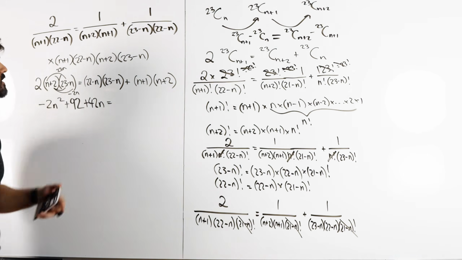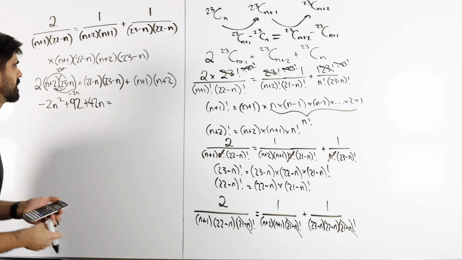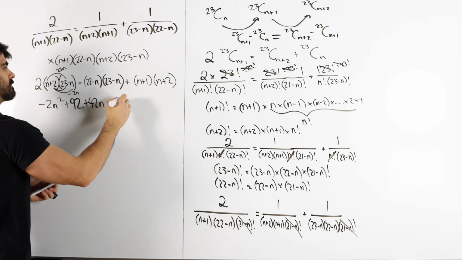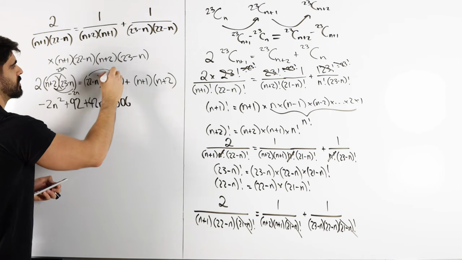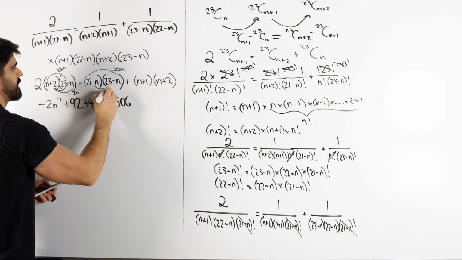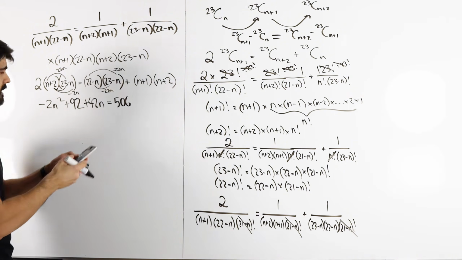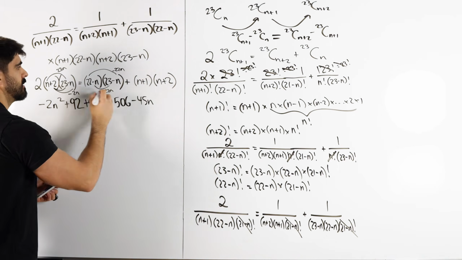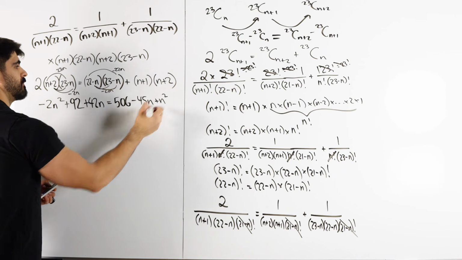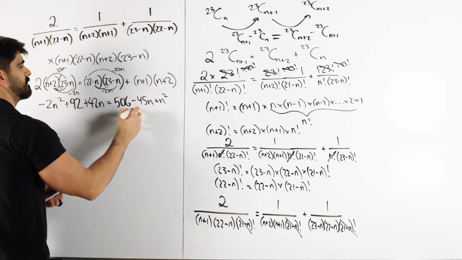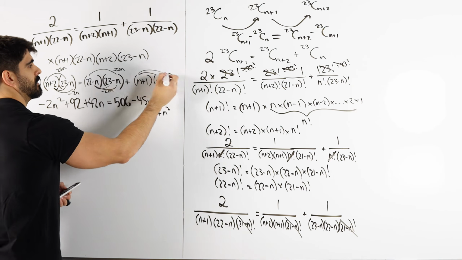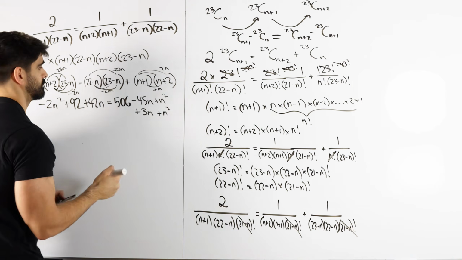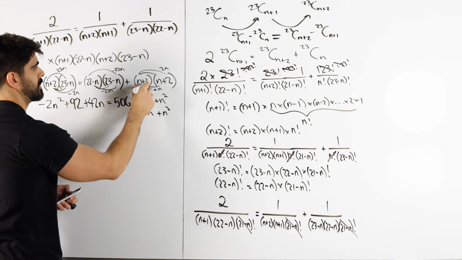Equals. Now for these ones, I'm going to write them here and underneath because then I'm going to add them together. So 22 times 23 is 506. Here I get minus 22n. Here I get minus 23n. Minus 22 minus 23 is minus 45n. I get plus n squared. This one's easy, we're going to get n squared. 2n plus n is 3n. Plus 2.